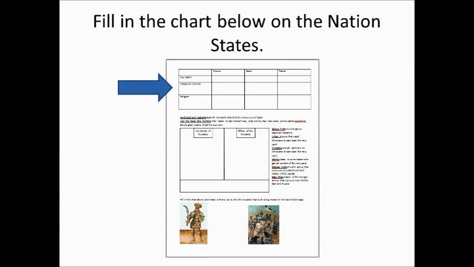Okay. So on your chart, I want you to fill in this info about Russia, Spain, and France, including writing down some of their key leaders, the impact of the country, and the religions that existed in those nation states. Remember, you can pause the video, you can go back, and figure this stuff out.